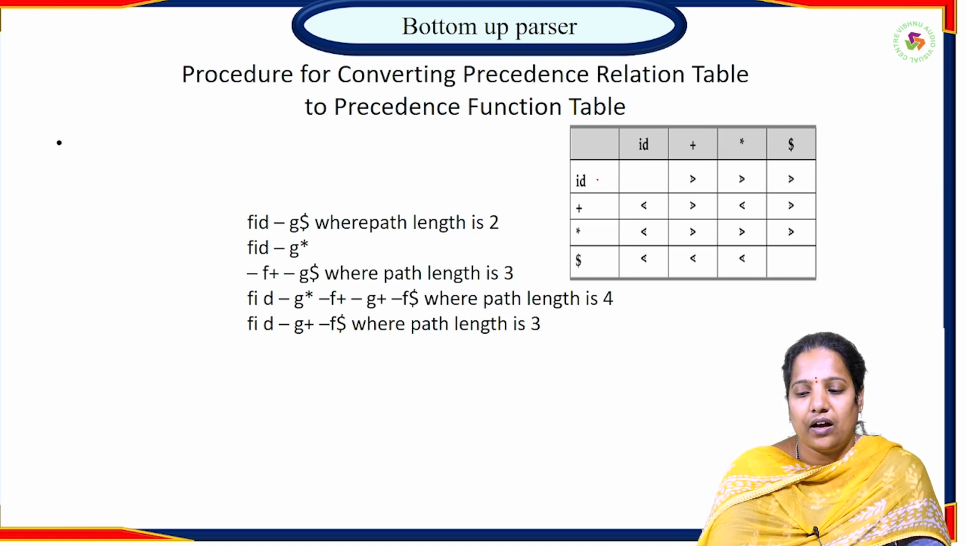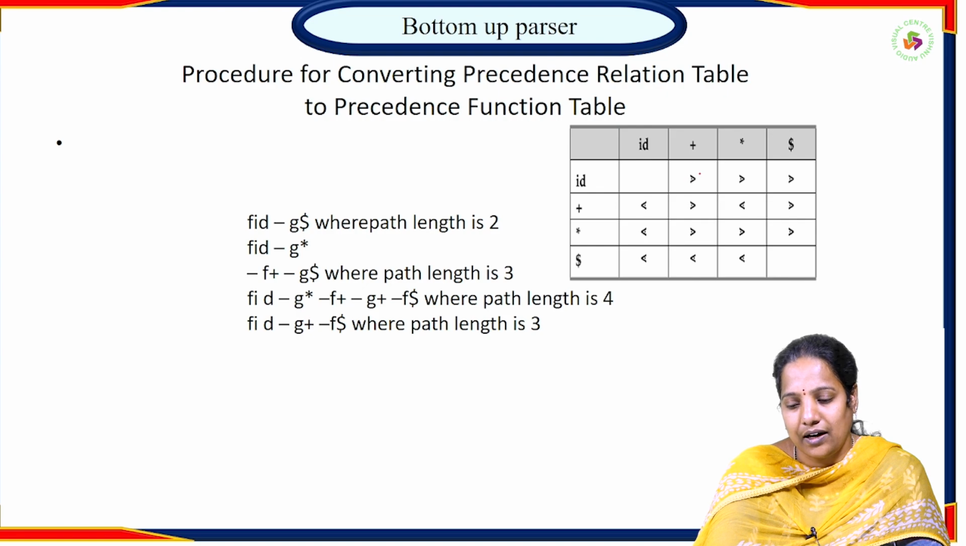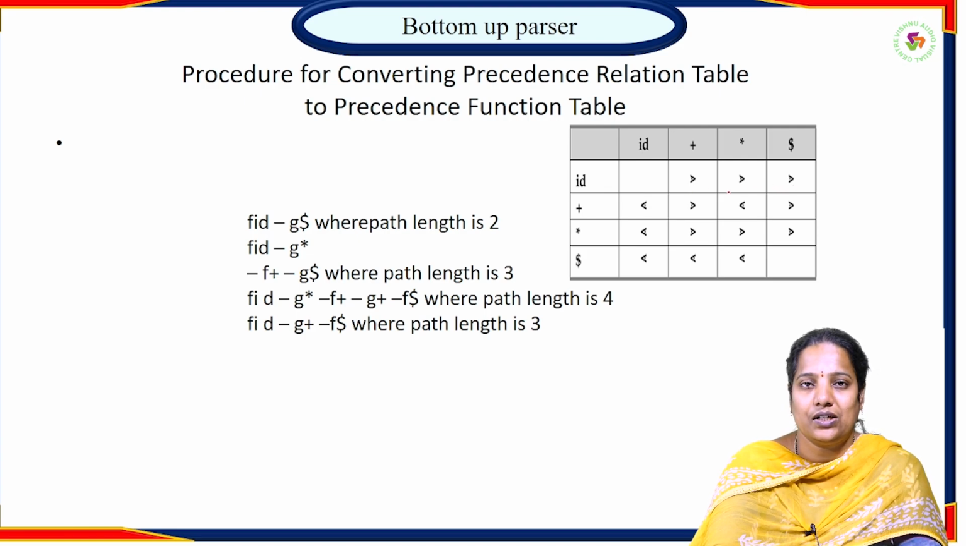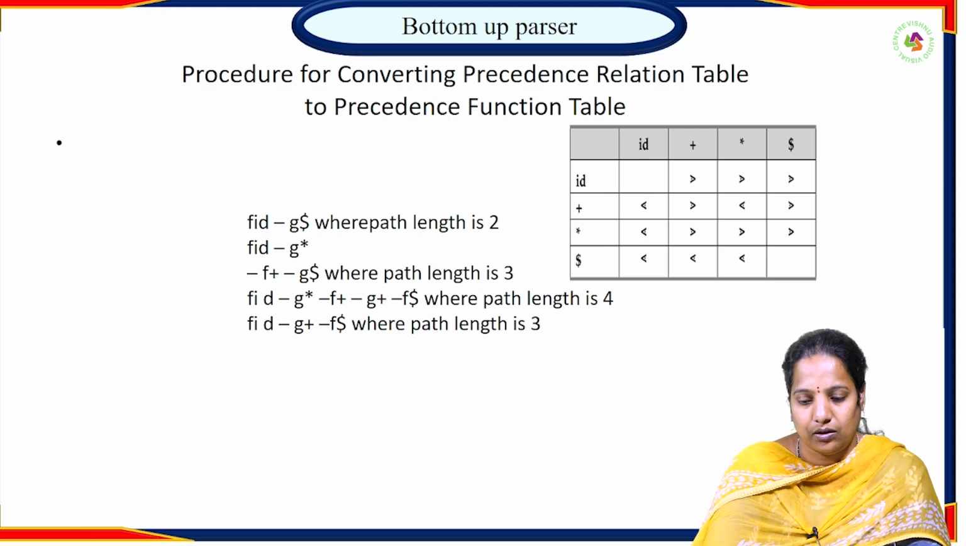In this we are not defining the precedence of ID on ID, because on two identifiers we are not able to define the precedence. Dollar and dollar also we are not able to define the precedence. And ID is having higher precedence than plus, star, and dollar. For that purpose, we are inputting the operation inside the table as the greater than symbol. When we need to write the greater than symbol, dot followed by greater than, you have to write. This is the symbol to indicate the relation in between one operator to another operator.